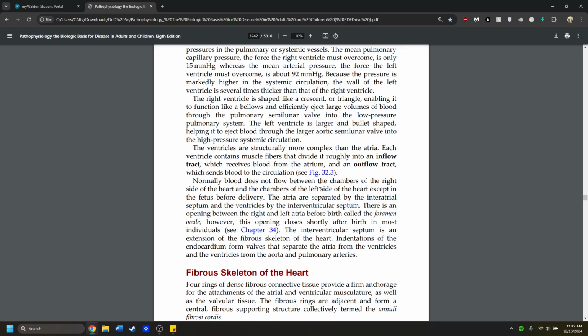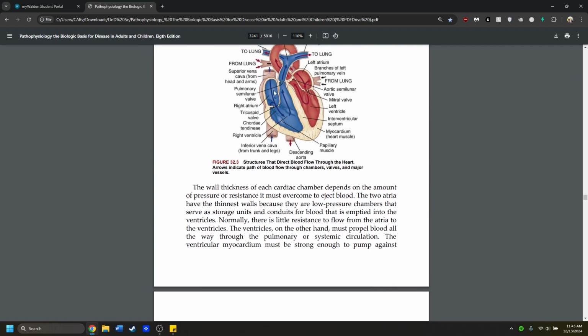The ventricles are structurally more complex than the atria. Each ventricle contains muscle fibers that divide it roughly into an inflow tract, which receives blood from the atrium, and an outflow tract, which sends blood into the circulation. So, taking a look, here's our atrium. We have an inflow tract and an outflow tract into our circulation. Or inflow here in our right atrium and out into the pulmonary.